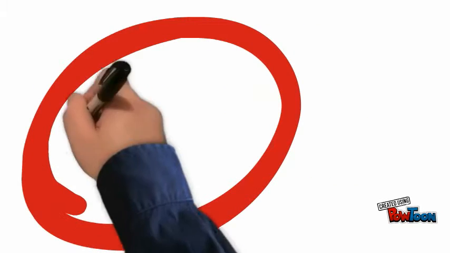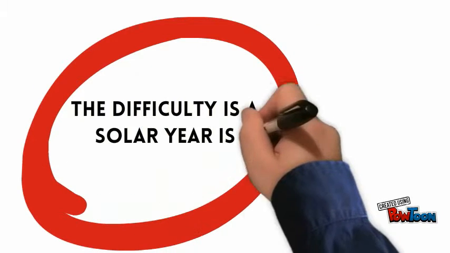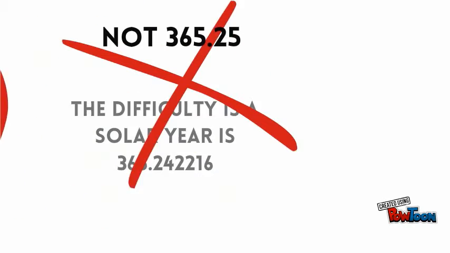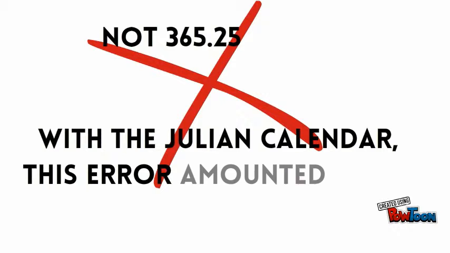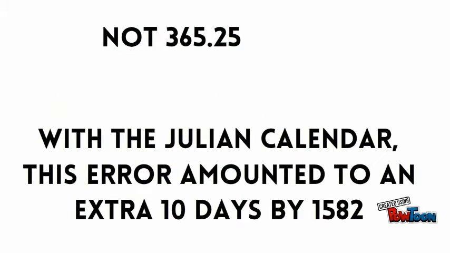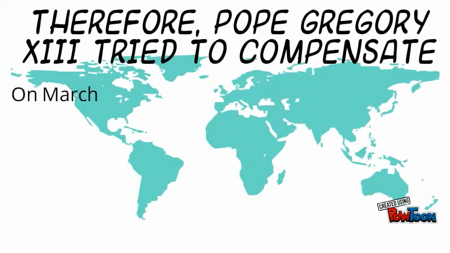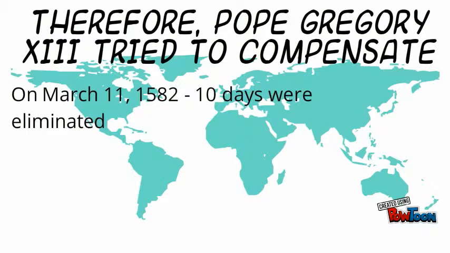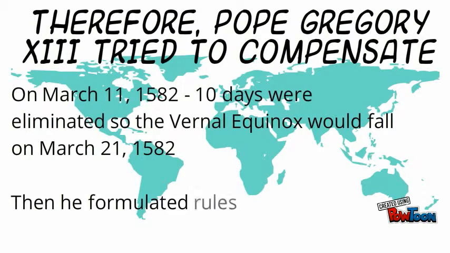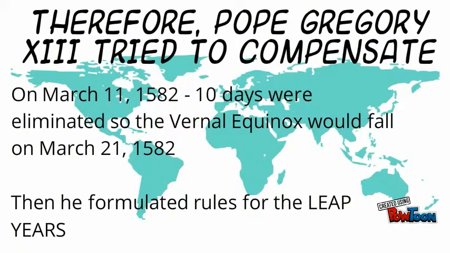The difficulty is, a solar year is 365.242216, not 365.25. With the Julian calendar, the error amounted to an extra 10 days by 1582. Therefore, Pope Gregory VIII tried to compensate. On March 11, 1582, 10 days were eliminated, so the vernal equinox would fall on March 21, 1582.